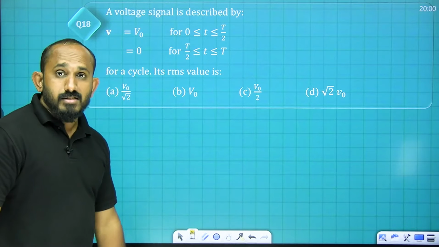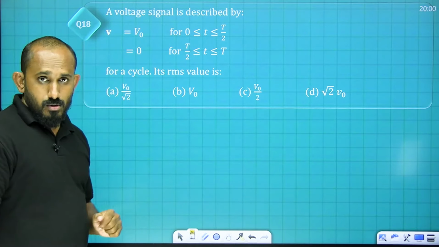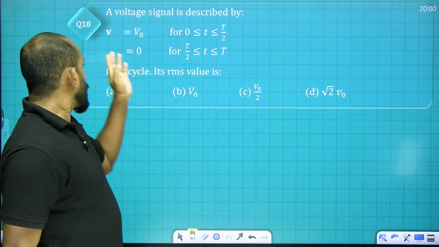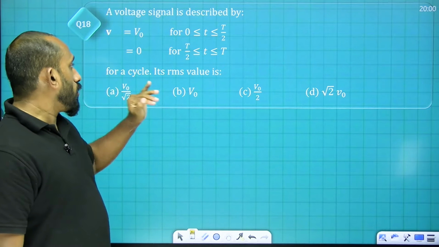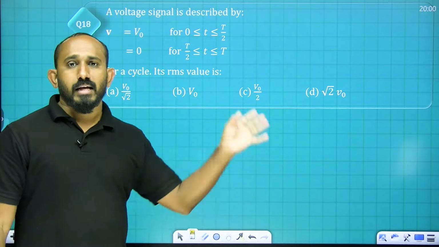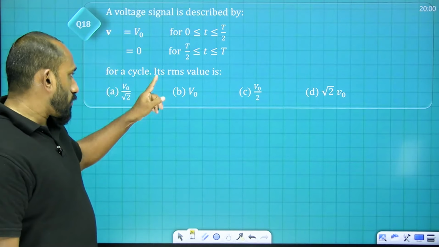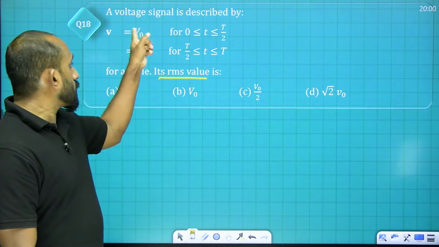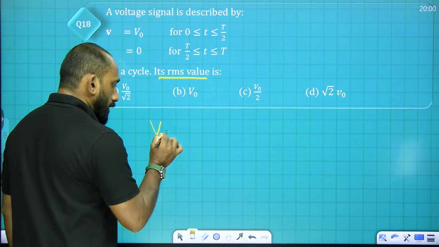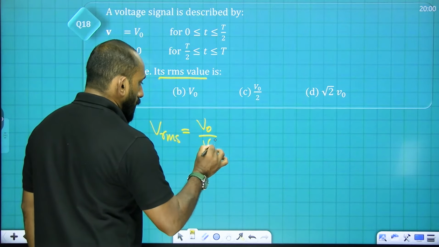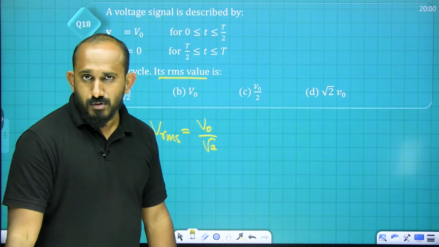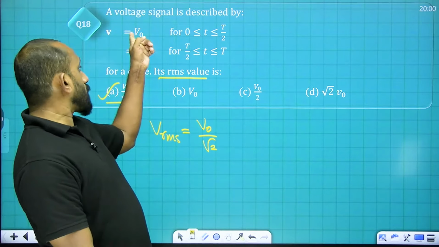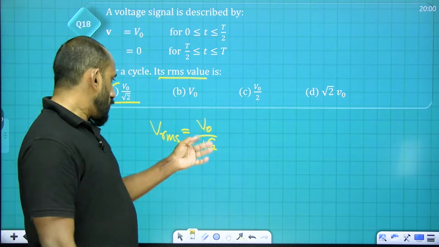A voltage signal is described by V equal to V0 for 0 less than or equal to t less than or equal to T by 2, so for half of the cycle V0 is given, and it is equal to 0 for T by 2 less than or equal to t less than or equal to T, the second half. Then what will be the RMS value for this cycle? The peak value V0 is given, so we have V RMS equal to V0 by root 2. So the concept here: A is the correct answer, V0 by root 2, where V0 is the peak value of V.